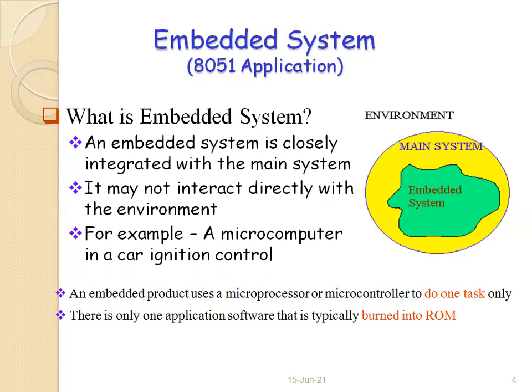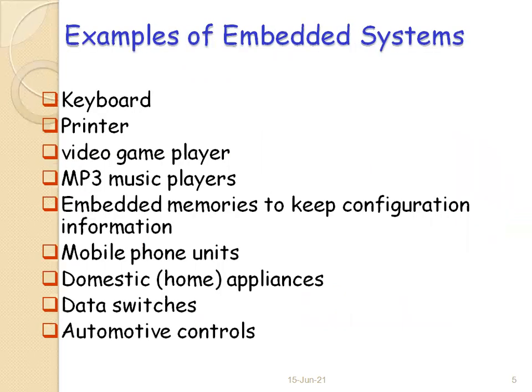It may not interact directly with the environment. Okay, so a good example is your personal computer, and you can realize the operation of a printer, the mouse, and the keyboard. Here is a list of other embedded systems: the video game player, MP3 music player, mobile phone units, and domestic appliances. So many home appliances are there that we are using in our daily life.